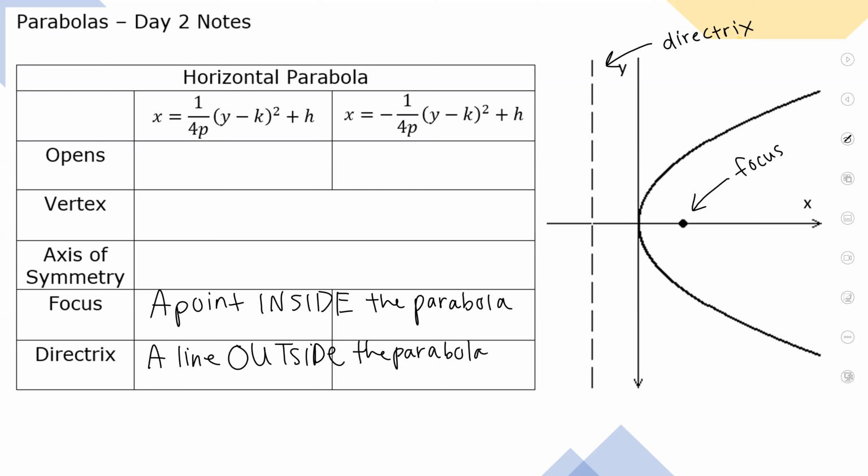What does change is the direction that it's opening. So when I have a positive equation, it'll open to the right, meaning it'll look like this. If I have a negative in front of my equation, it will open to the left, meaning it'll look like this. My arrows will be pointing to the left side.